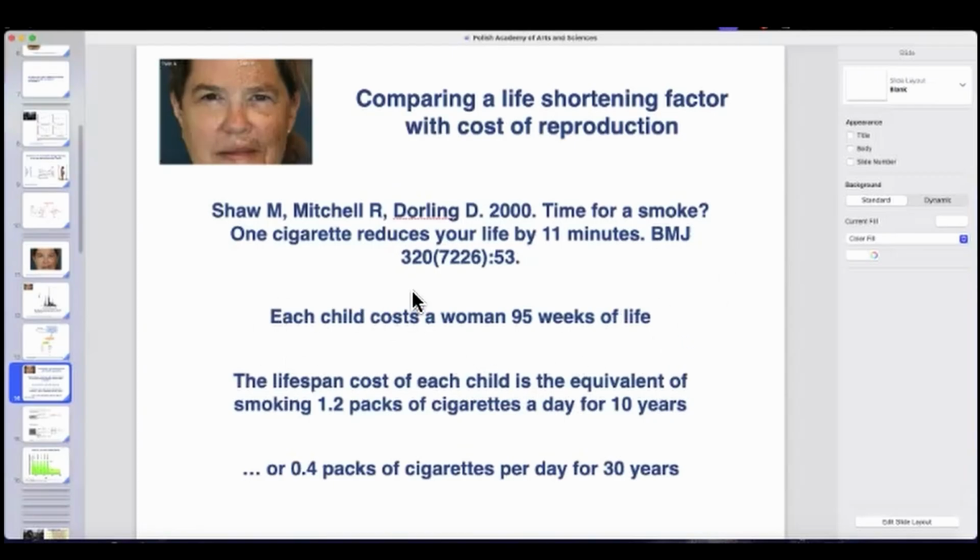Now, if we draw on the number, just as an example number from Dr. Jasinska's study, that each child costs a woman about 95 weeks of life, this is the equivalent of a woman smoking 1.5 packs of cigarettes per day for 10 years. That is what one child is equivalent to. And if you extrapolate that to 30 years, the reproductive lifespan of a woman, it works out to about half a pack of cigarettes a day. And the reason I do this small exercise is to bring home the impact of how reproduction can have a cost on aging and well-being.